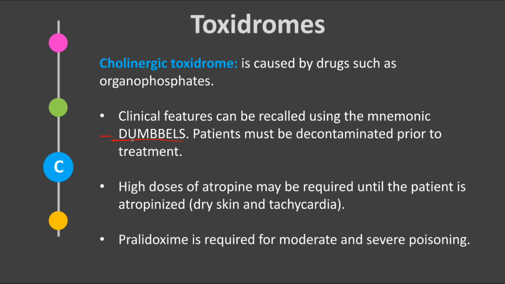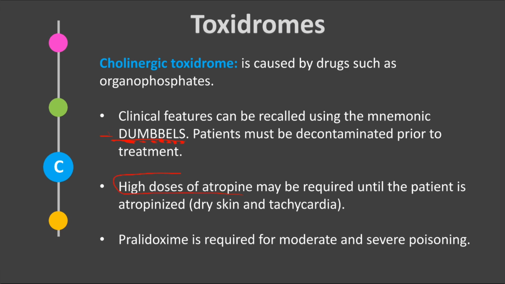D for diarrhea, U for excessive urination, M for muscle fasciculation and paralysis, B for bronchorrhea or bronchoconstriction, so there will be excessive secretion from the respiratory tract, and also bronchoconstriction. Another B is for bradycardia, E for emesis, repeated vomiting, L for lacrimation, also the patient is lethargic, S stands for excessive salivation. The treatment is atropine.